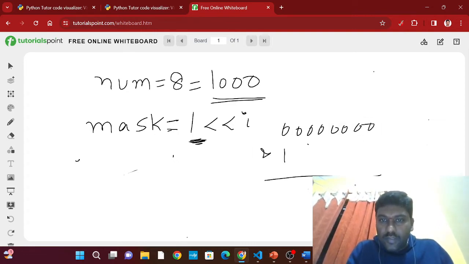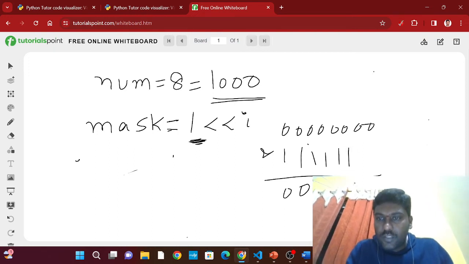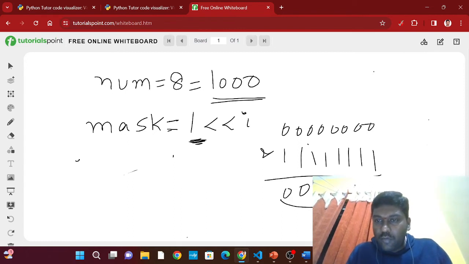So 0 AND with 1 is 0, and again 0 AND with 1 is 0, and so on. All zeros only I am getting. I am not at all getting any finite value, that is one value I am not getting.